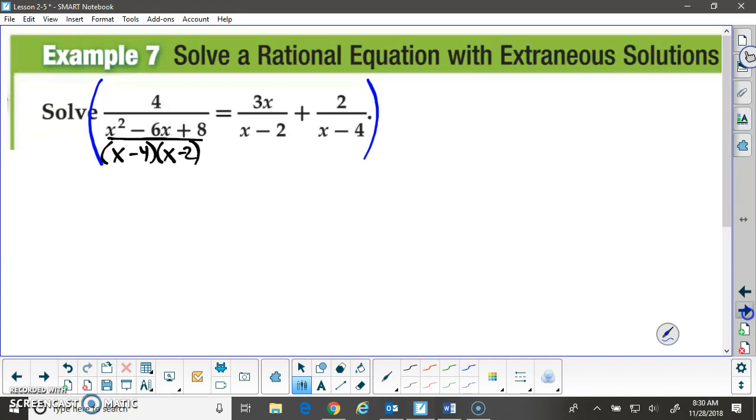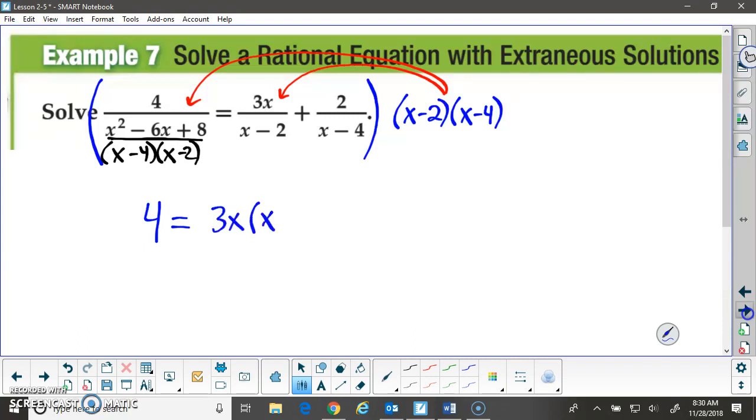So now as you look at all three of these denominators, we determine that our LCD has to have an x minus 2, and our LCD needs to have an x minus 4. So now I'm going to take this LCD and multiply it by this term. And if I do that, everything cancels out and I just get a 4. When I take the LCD times the next term, you can see that the x minus 2's are going to cancel. So we'll be left with 3x times x minus 4. And when I take the LCD times the last term, the x minus 4's cancel. So we're left with 2 times x minus 2.